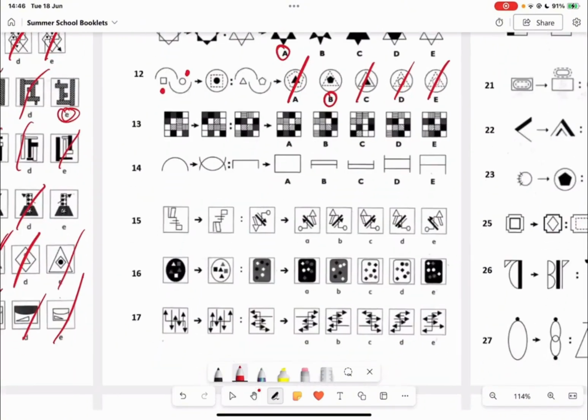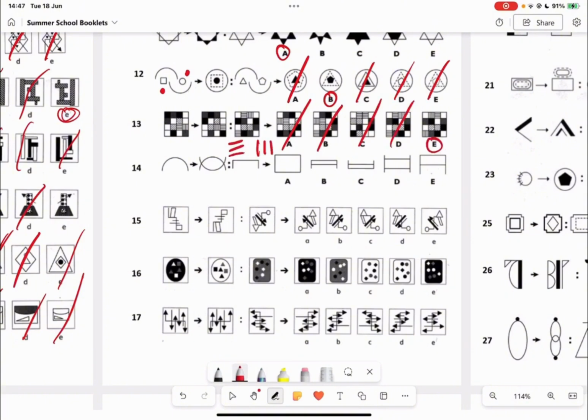Okay, 13. So 13, we're looking at pattern. We can see that the pattern of our shapes is what is changing. So we can see that vertical lines become horizontal lines become vertical. So we can look at that first, and that will cancel out A, B, C, and D, because we're looking at vertical lines or horizontal lines, and they become vertical. So our answer will be E.